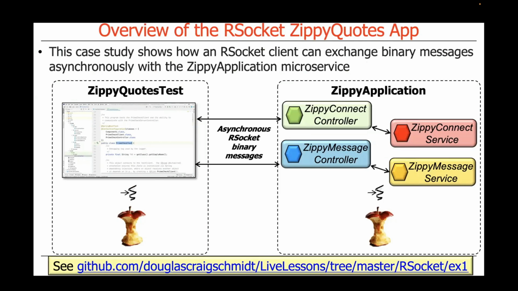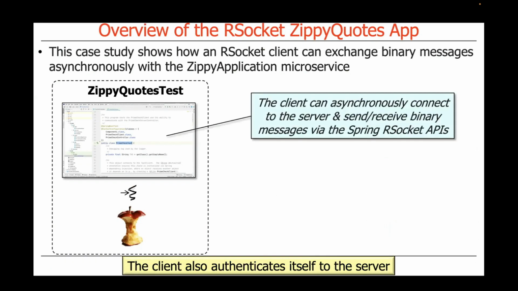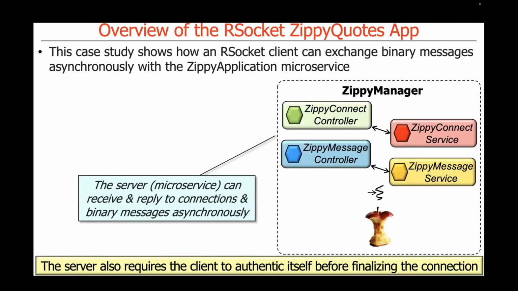So let's take a look at how this works. We have a client, and the client will asynchronously connect to the server and authenticate itself. And then once it's authenticated, it'll send and receive binary messages using the Spring RSocket APIs. The server will receive the connections and then route the incoming messages to the appropriate endpoint handlers and process, consume, and respond to these binary messages asynchronously. And of course, that requires everything to be authenticated before the client can actually start to send messages. If you don't pass the authentication test, you don't connect.